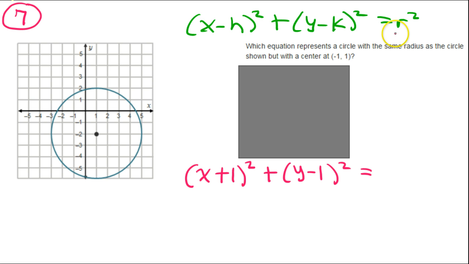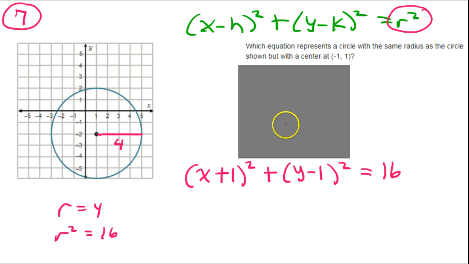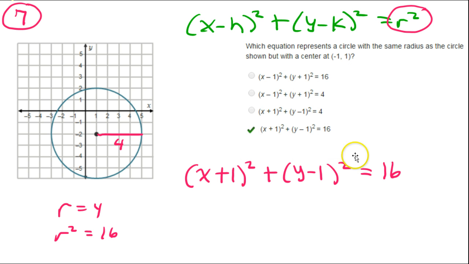Okay, all that's left is radius squared. Well, they said it should have the same radius as this. So this is 1, 2, 3, 4. That's a radius of 4. Alright, if the radius is 4, then the radius squared should be 16. And that's what we need in this position right here, is the radius squared. So we will put 16. So that is the equation of the circle that they just described, and that's what you see right here. Easy peasy, lemon squeezy.